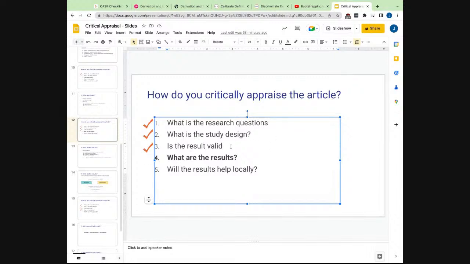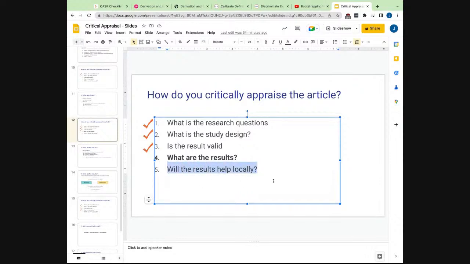Is the result valid? It is valid because they used a large sample size, right? 70,000 patients, and then they externally validated it as well. And then the results, they did show you all the different variables that were predictive. They also showed you how they made sure that it's accurate. So they were doing calibration tests, discrimination tests, and then finally, the final question, will the results help locally?